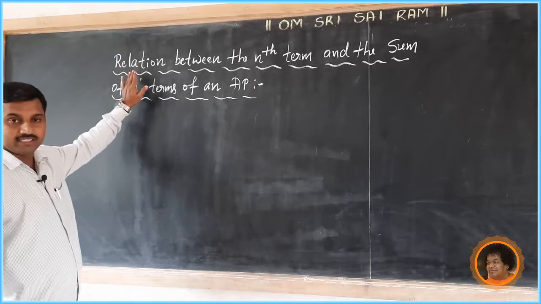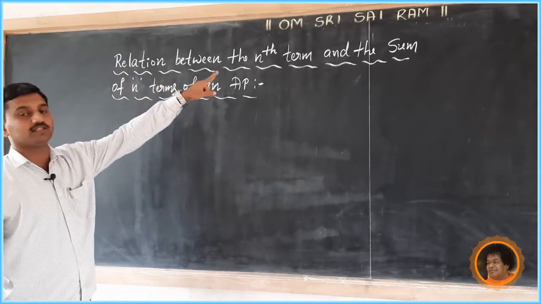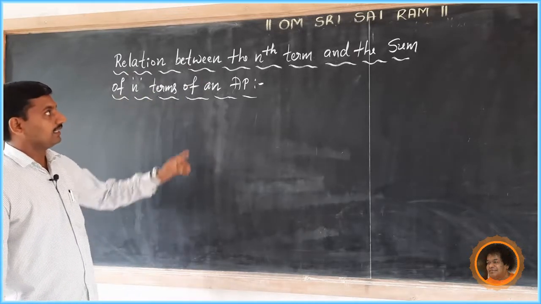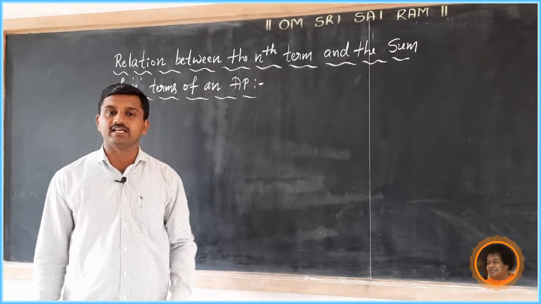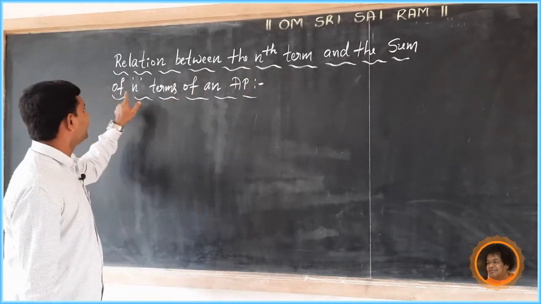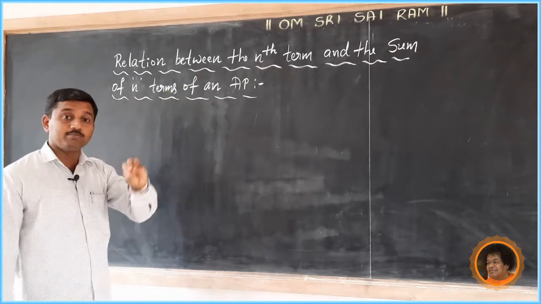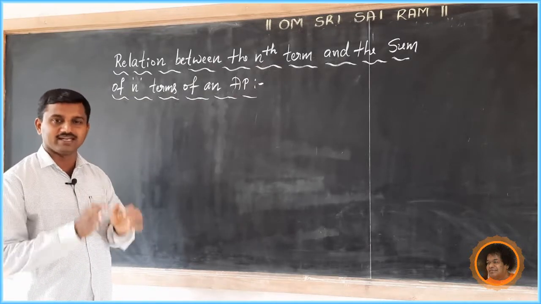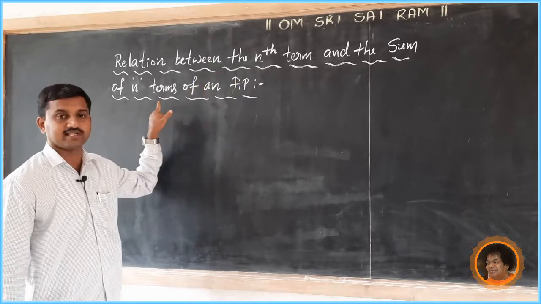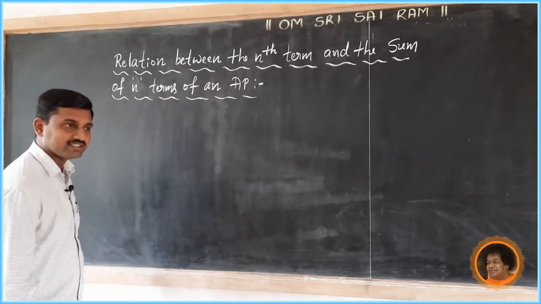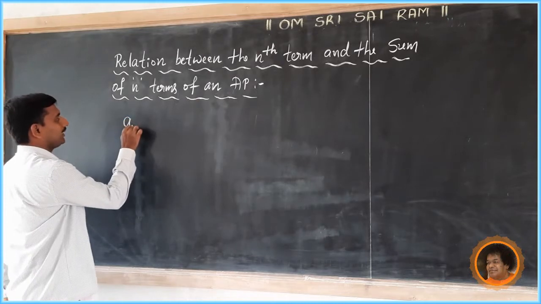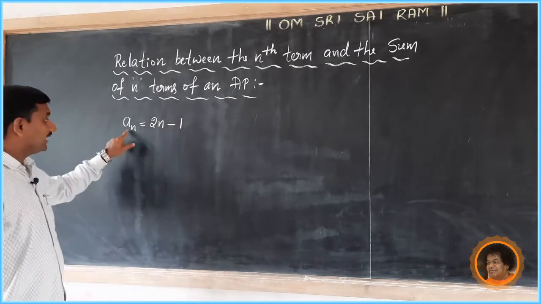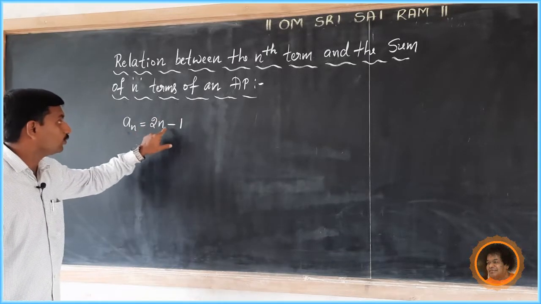Next concept of the arithmetic progression: the relation between the nth term and the sum of n terms of an arithmetic progression. The nth term is denoted as an, and the sum of n terms of an AP is denoted as Sn. So we have to find the relation between an and Sn. Now, let us consider the nth term of an arithmetic progression, an equal to 2n minus 1.